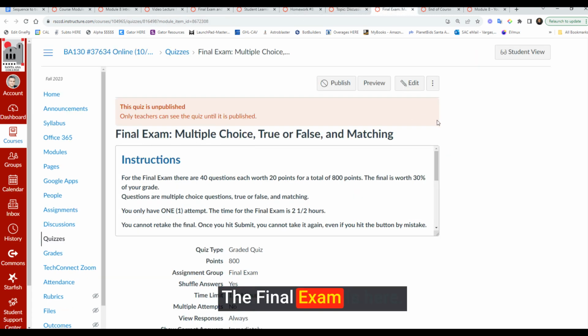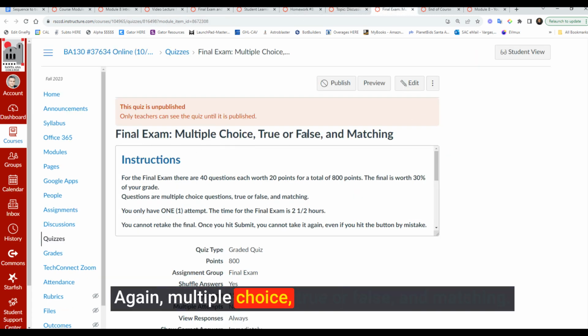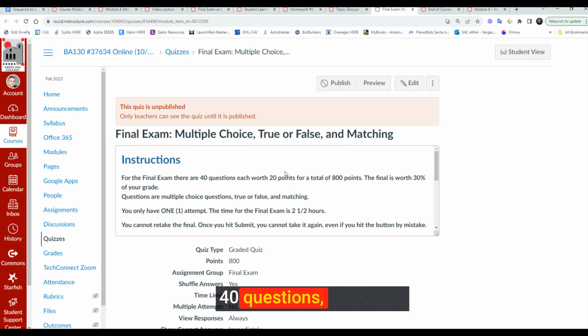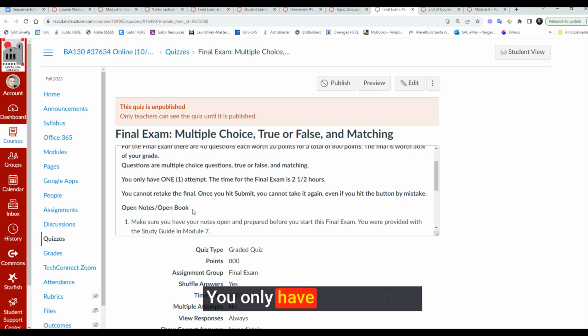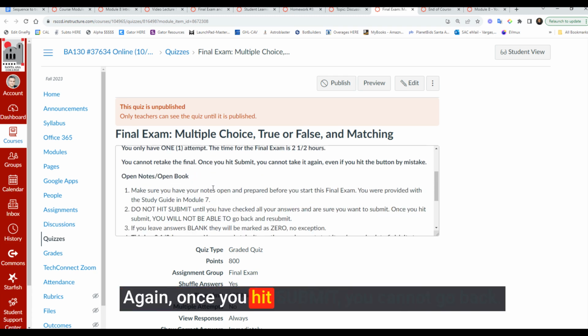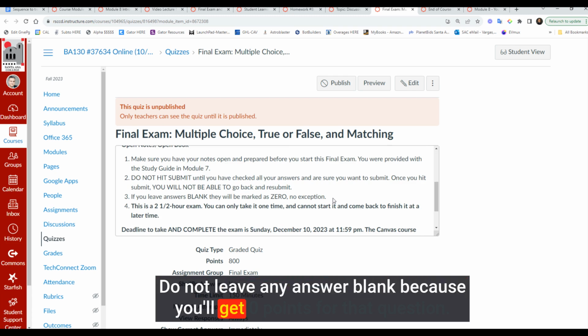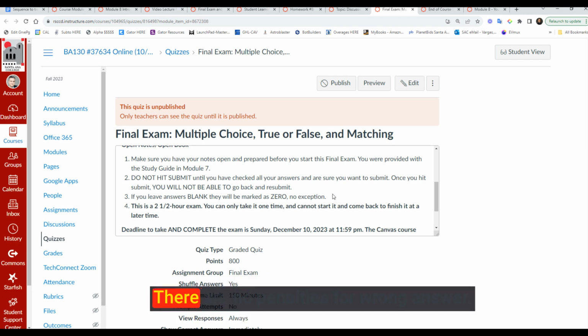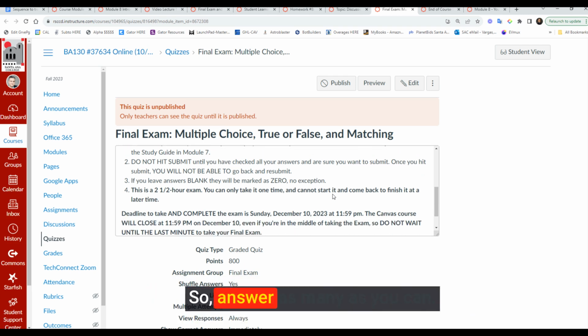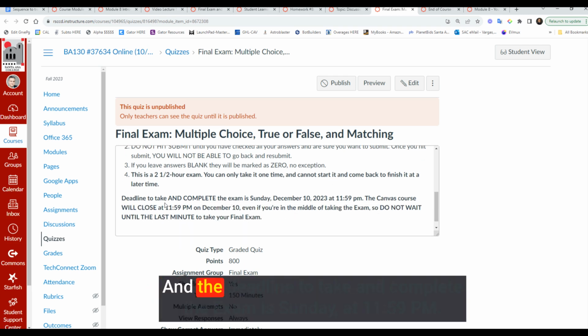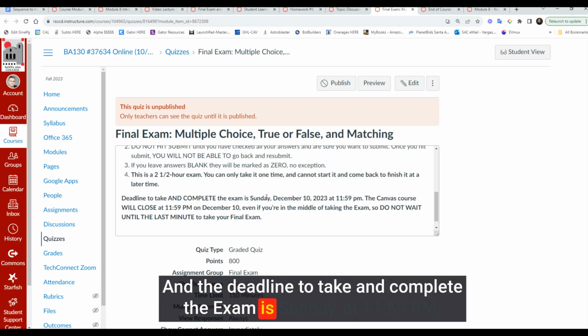The final exam is here. Again, multiple choice, true or false, and matching. 40 questions, 20 points. You only have 1 attempt. Again, once you hit submit, you cannot go back. Do not leave any answer blank because you'll get 0 points for that question. There are no penalties for wrong answers, so answer as many as you can. And the deadline to take and complete the exam is Sunday at 11:59 p.m.